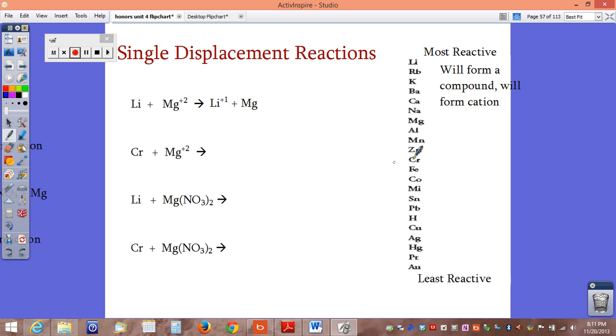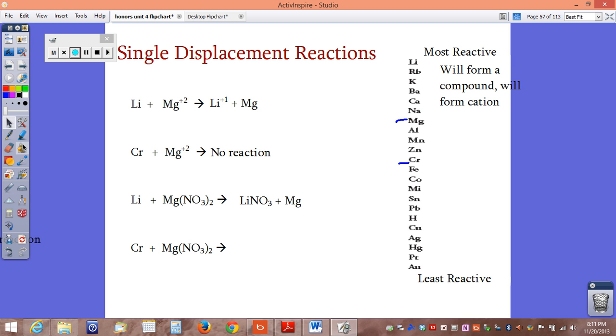Chromium and magnesium. We have magnesium, we have chromium. Chromium is not as reactive. It will not be able to react with the magnesium ion. This one will be a no reaction. So to react, you need the metal at the top to be the one by itself and to become an ion in a compound. Since lithium is more reactive than magnesium, it will bump the magnesium out, and you will end up with the following.